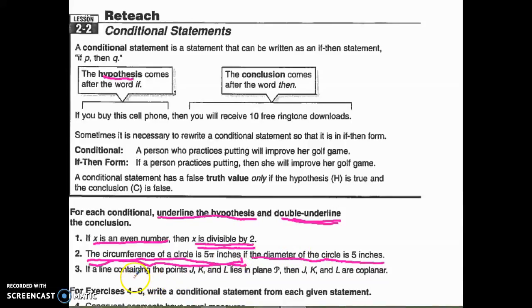Statement 3 is written in the standard if-then form. If a line containing the points x, j, k, and l lie in a plane, that is my hypothesis. Then j, k, and l are coplanar, that is my conclusion.